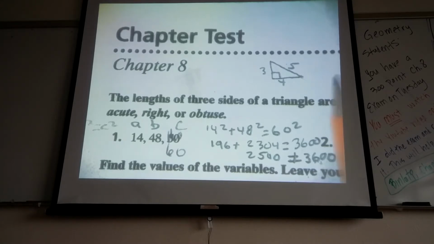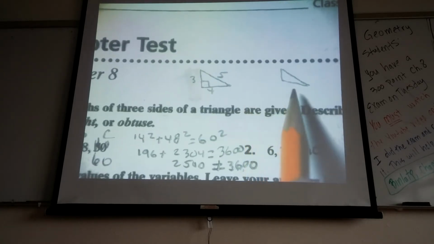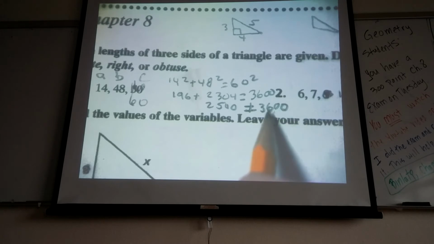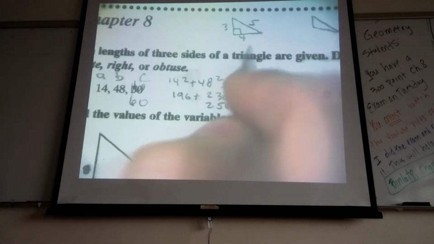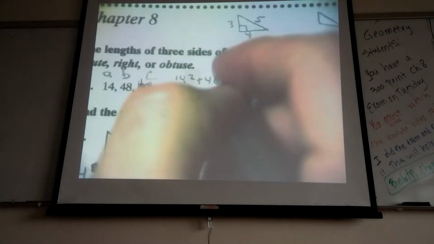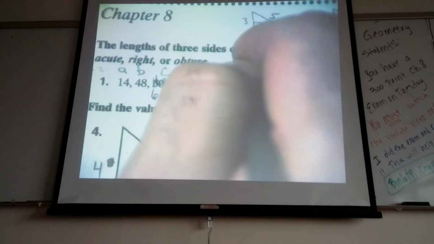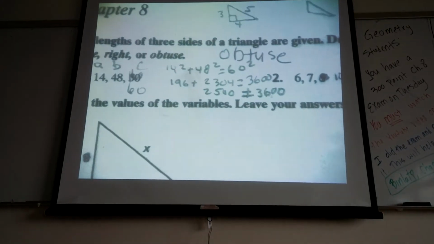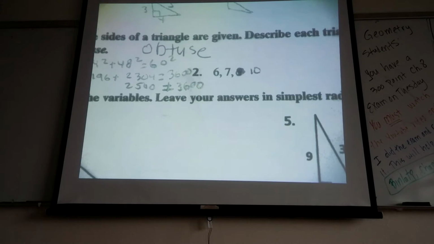So that means that the triangle had to open up more. So in this case, since the hypotenuse is too big, this would be called an obtuse angle. So on number 1, the answer here would be obtuse. This is for number 1, obtuse angle. Let's look at number 2 now.